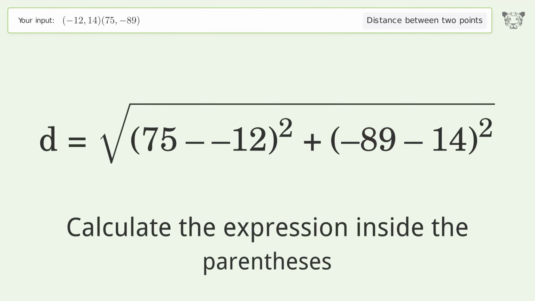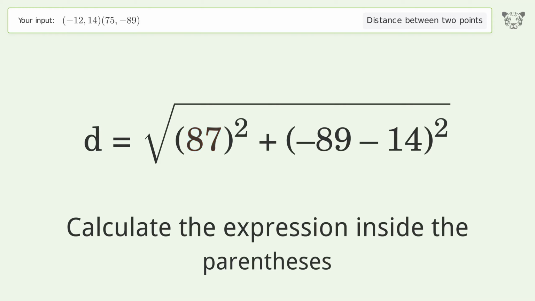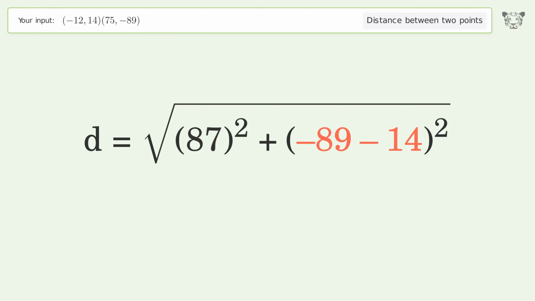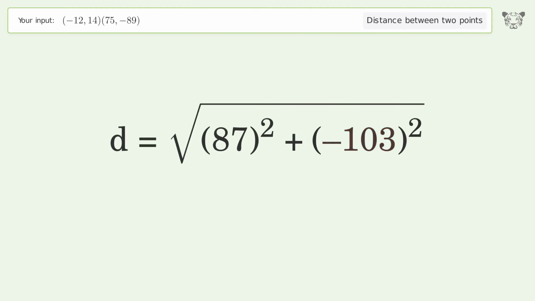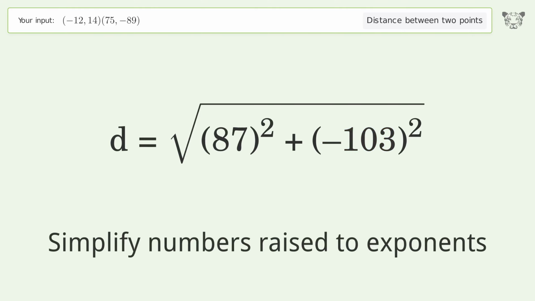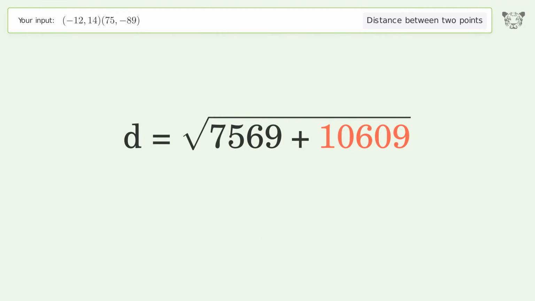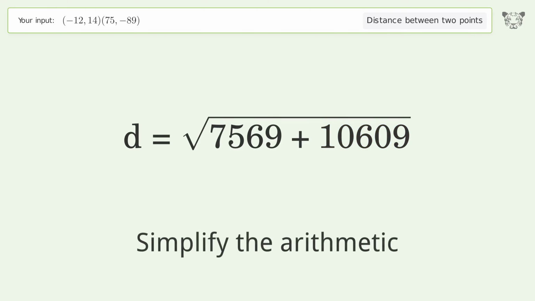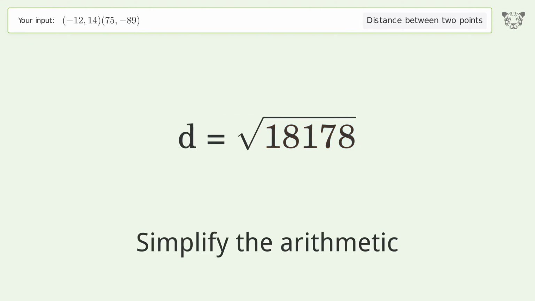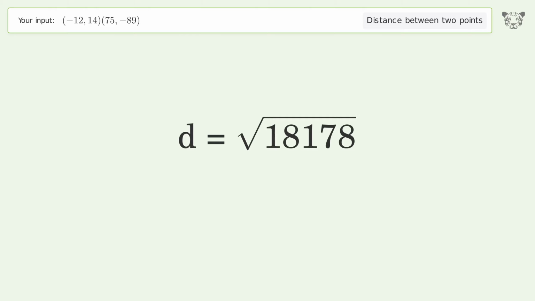Calculate the expression inside the parentheses. Simplify numbers raised to exponents. Simplify the arithmetic. And so the distance between the 2 points is the square root of 18,178, or 134.826.